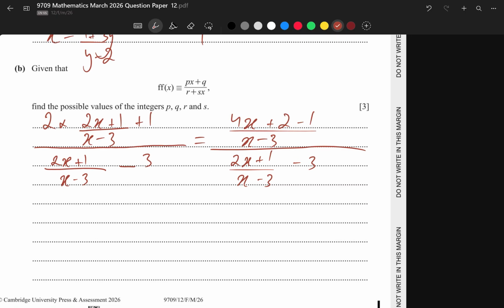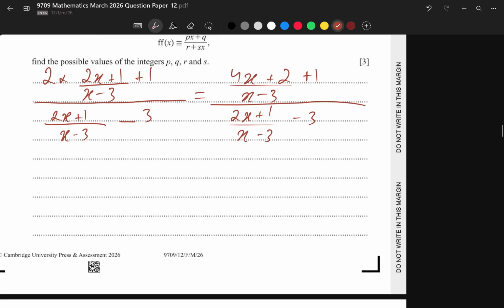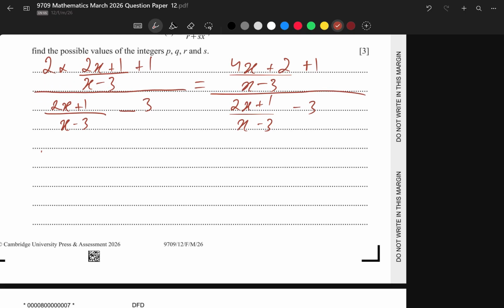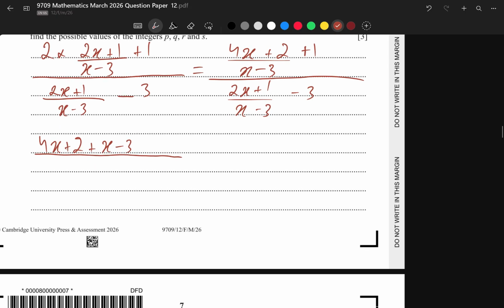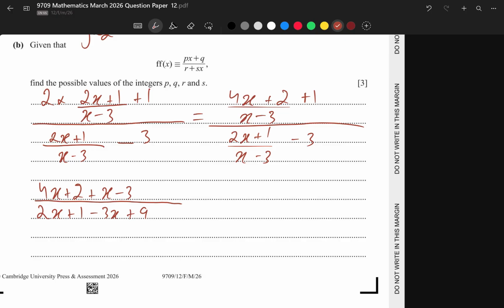Now to add or subtract these terms, we'll have to make the denominator the same. So we'll multiply x minus 3 with 1 and it will automatically multiply with its denominator. Same case for the denominator of the bigger equation. So (4x plus 2 plus x minus 3) upon (2x plus 1 minus 3x plus 9). We multiplied this with 3 to finally subtract it, and same case is with the numerator.